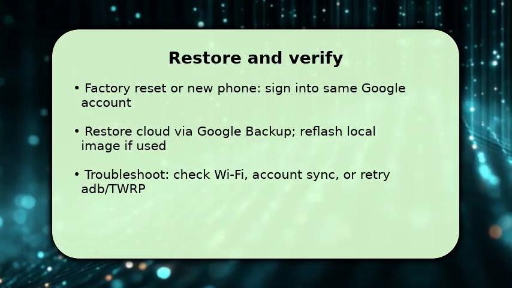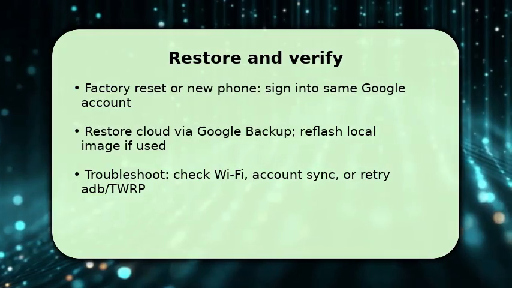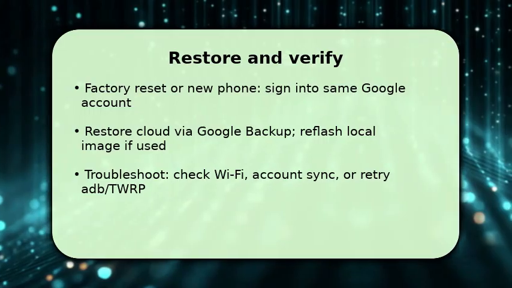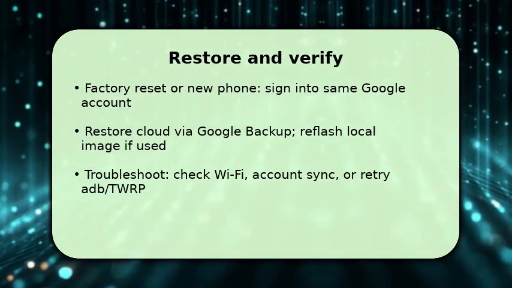Finally, verify contacts, photos, and app data. If something fails, check Wi-Fi and account sync first, then retry the ADB or TWRP restore steps. Those usually fix stubborn issues.